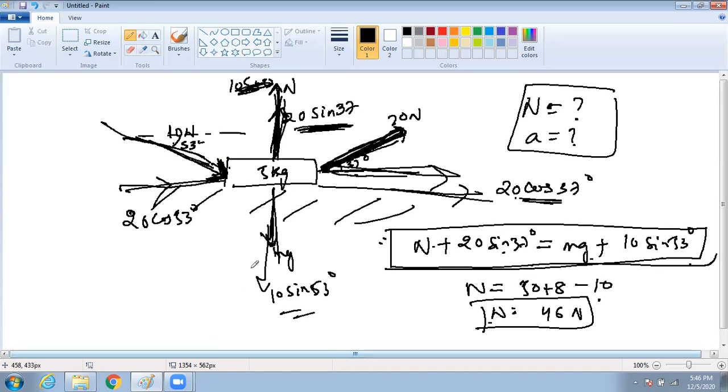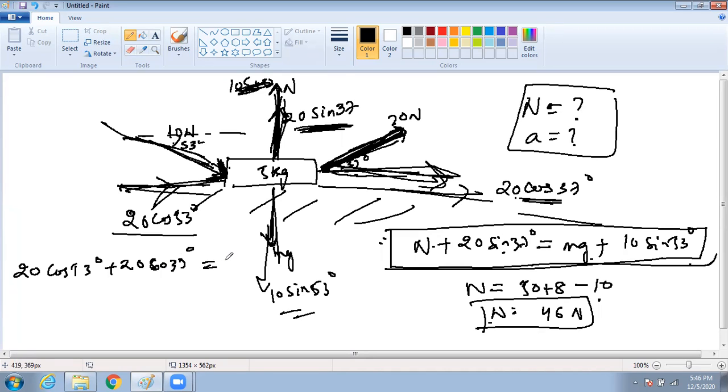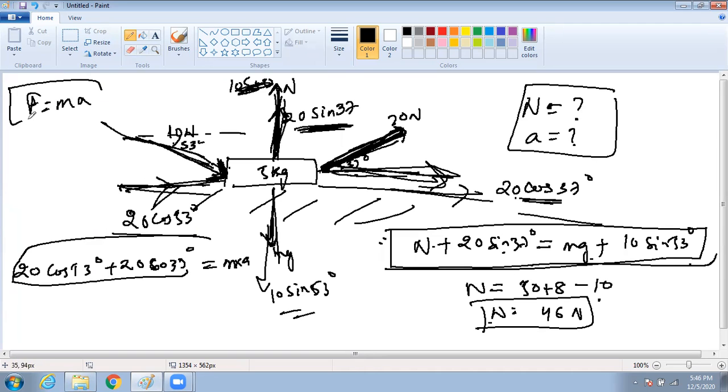Now see your horizontal component. This is being pushed, this is being pulled, and this is being pushed, so both the forces will add up. So 20 cos 53 degrees plus 20 cos 37 degrees will be how much? M into A. This is a force, and force should create an acceleration. Your mass is this much, and acceleration we have to find out. The total force is, this is being pushed, this is being pulled. So 20 cos 37 plus 20 cos 53 is equal to M into A. What is M? 5 kg. 5 into A is equal to this much. A will be this divided by 5.